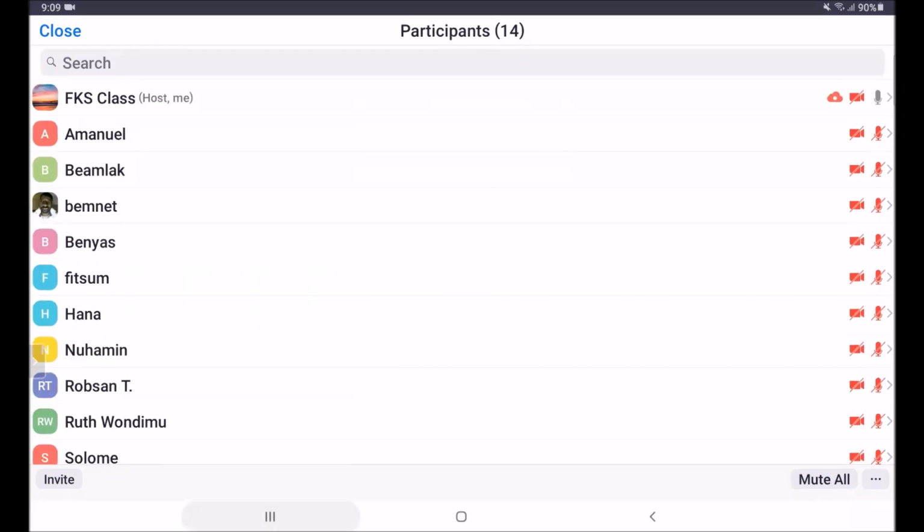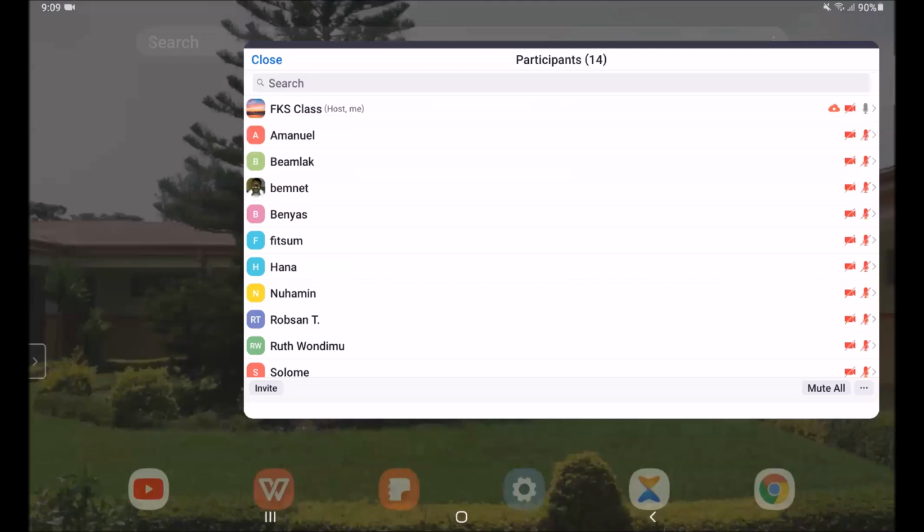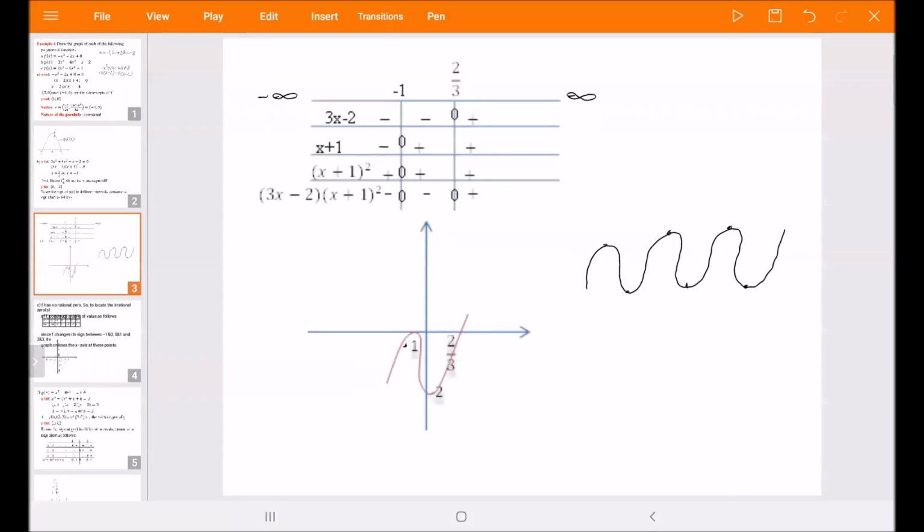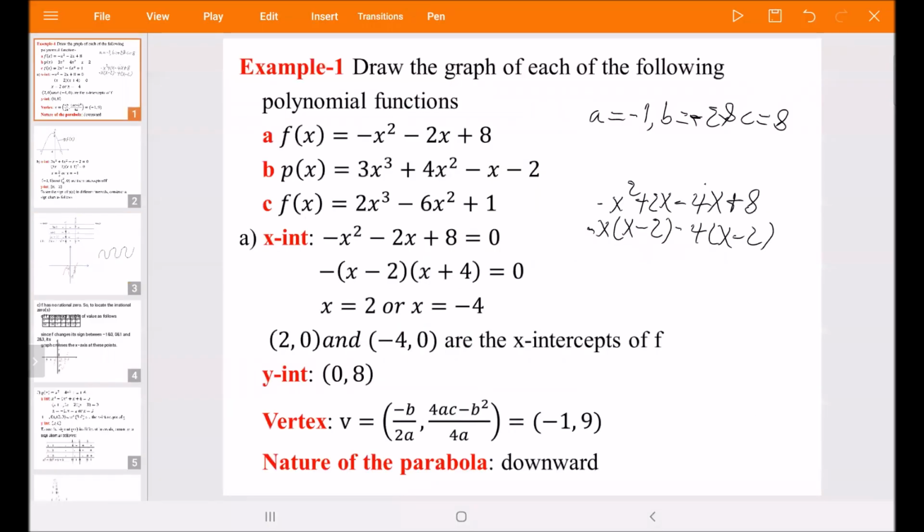Let us consider the next example. The next example is again a degree 3 polynomial. F of x is equal to 2x cubed minus 6x squared plus 1. So for this polynomial, the first step to sketch its graph is finding the x-intercept. And to find the x-intercept, solve the equation 2x cubed minus 6x squared plus 1 equal to 0.